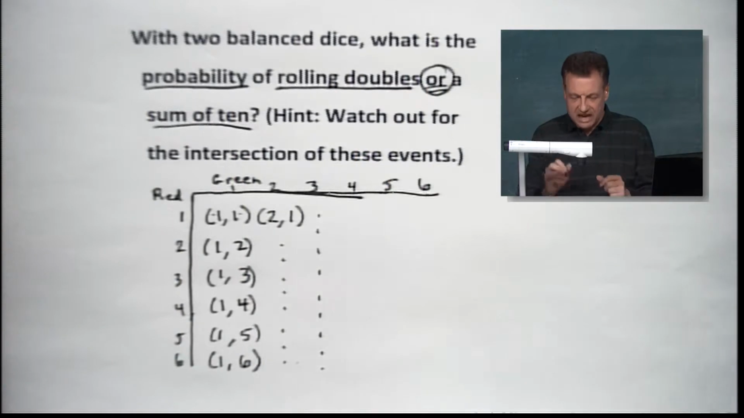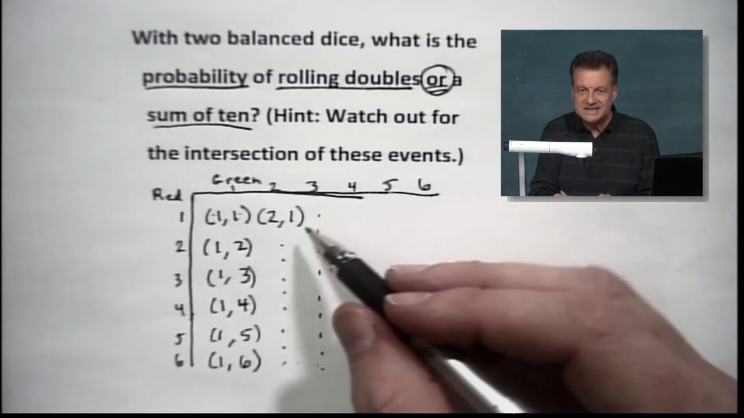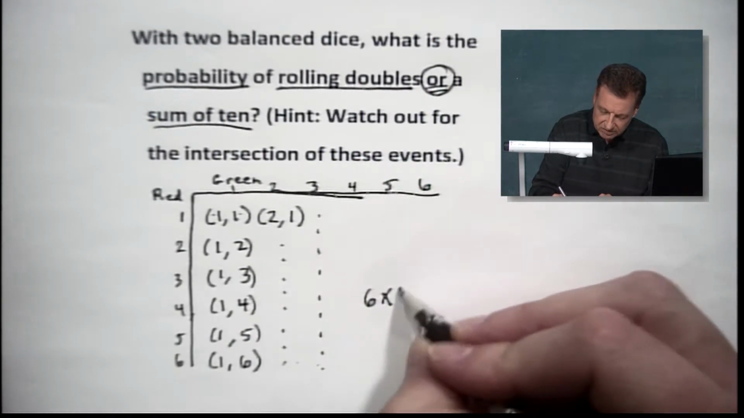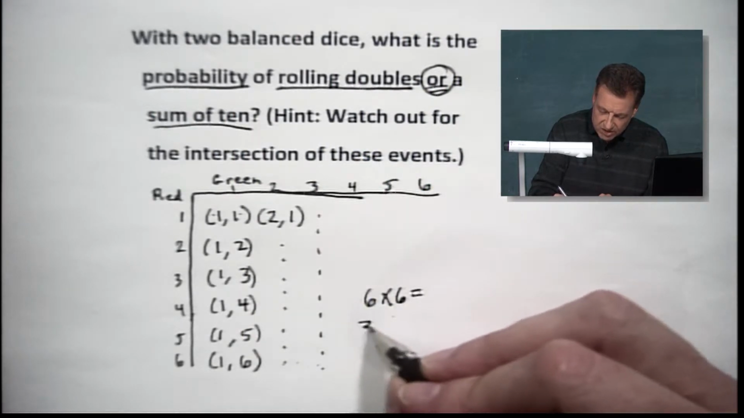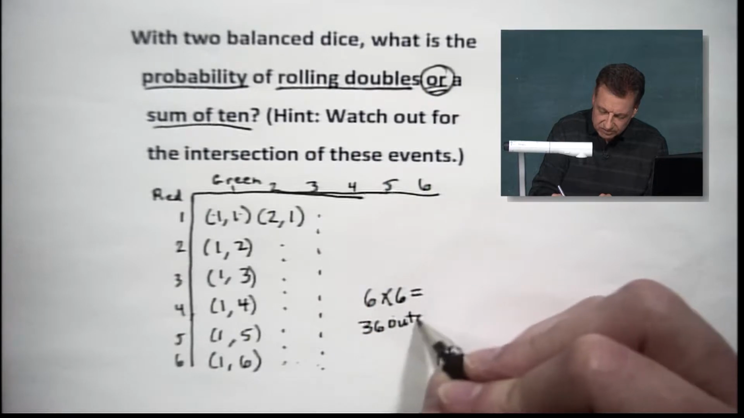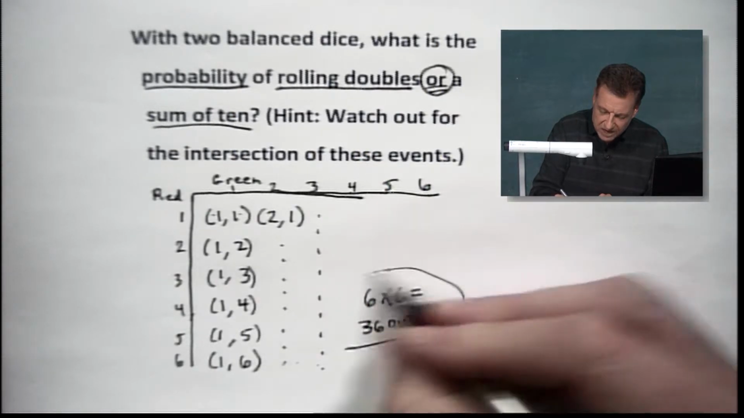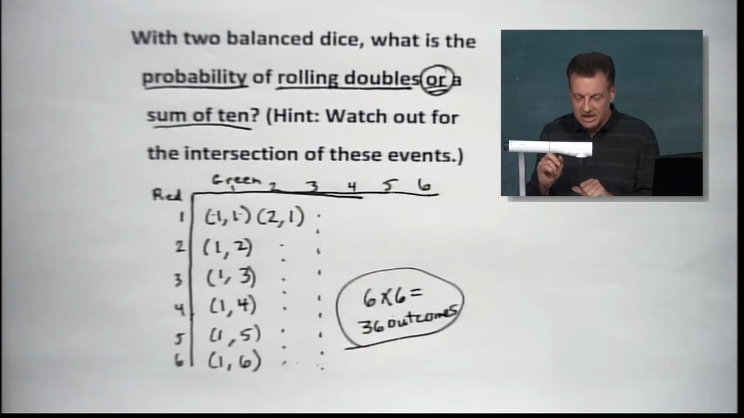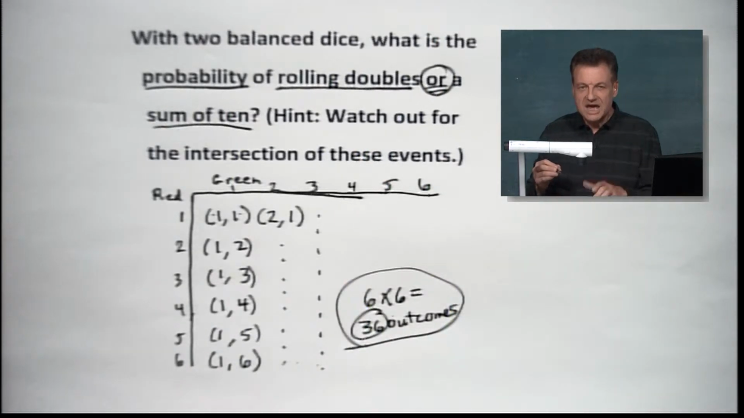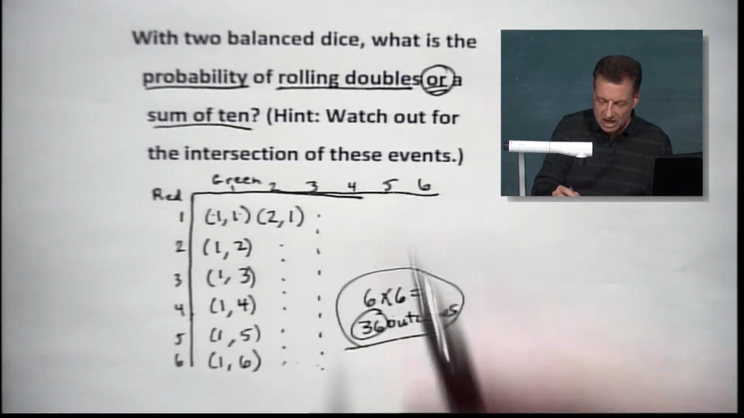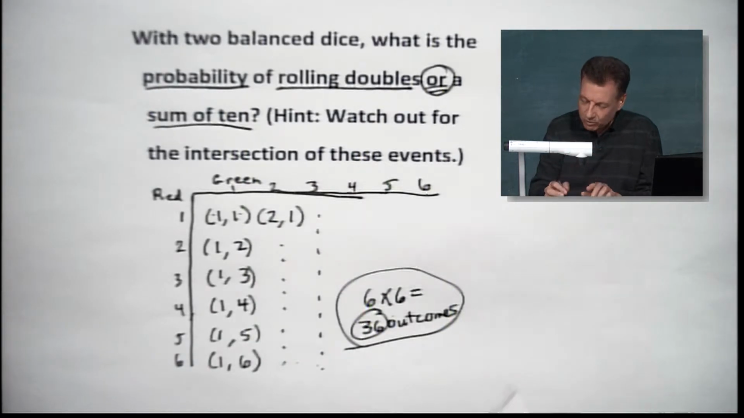So let's start looking at it. 6 and 6 and 6. We could do this all the way through here, but guess what? It's basically 6 times 6, which gives me 36 outcomes when I roll those 2 dice. All right, when I roll the 2 dice. So 36 possibilities.